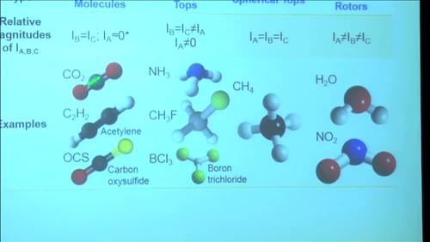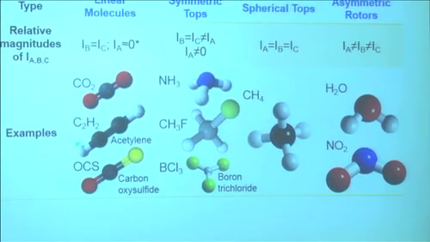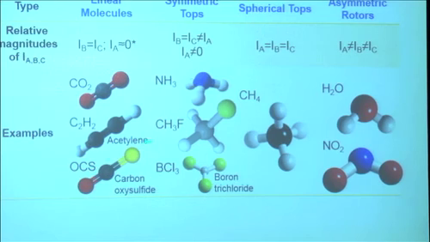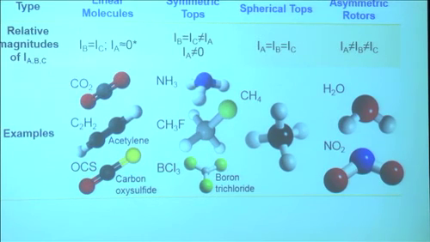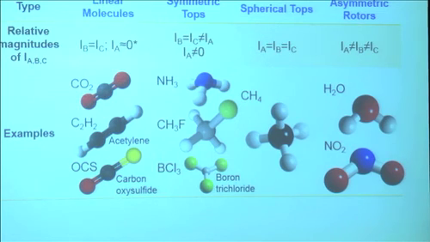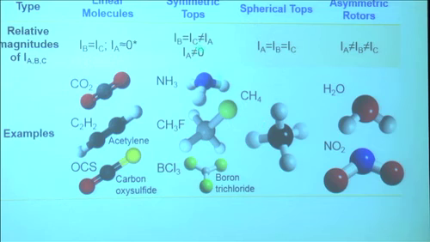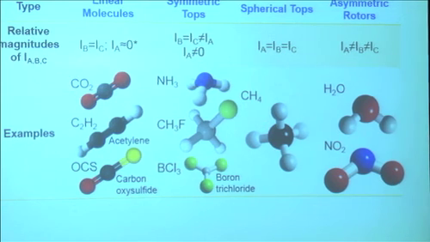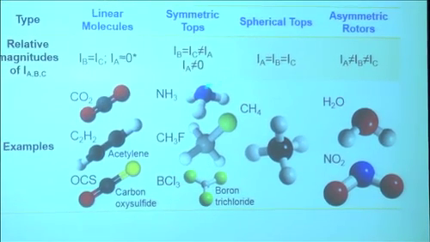Here's some examples. CO2, linear molecule. Acetylene. Carbon oxysulfide. Linear molecule, like a stick. It's like a stick that's just got mass at certain points. And we're going to find out that those molecules are pretty easy to deal with. We have to pay a lot more attention to the subtleties of these symmetric tops, which is like ammonia.